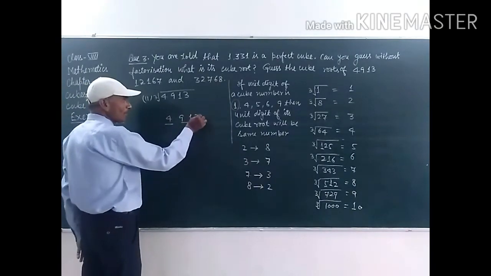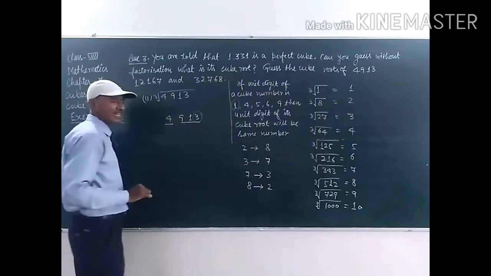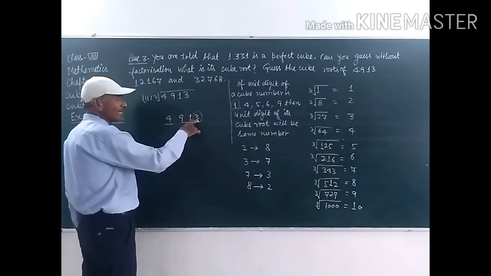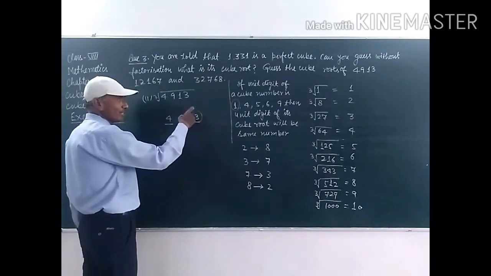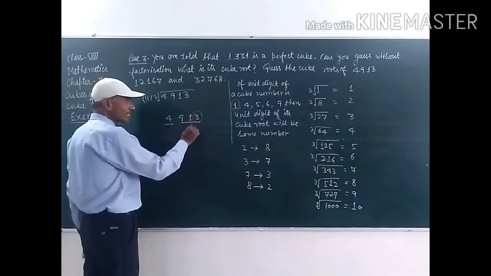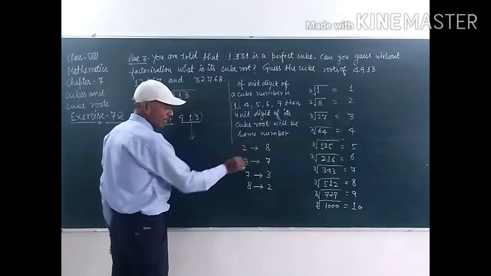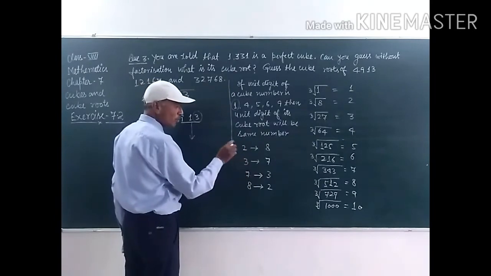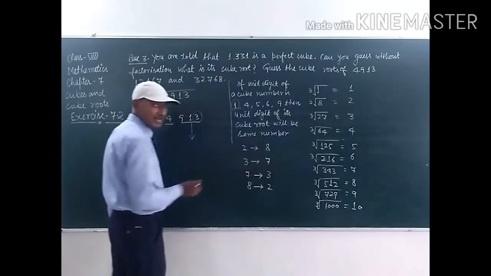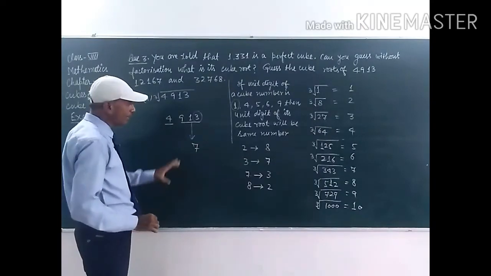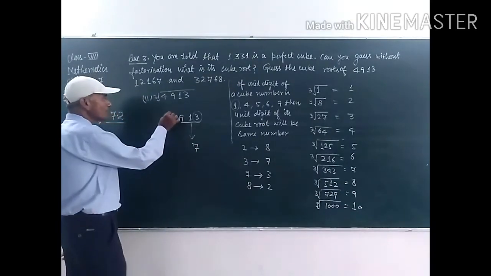From the first group, the unit digit number is 3 here, student. If the unit digit number is 3 in the cube number, then in its cube root the unit digit will end with 7. So, it will be 7. Clear, student?